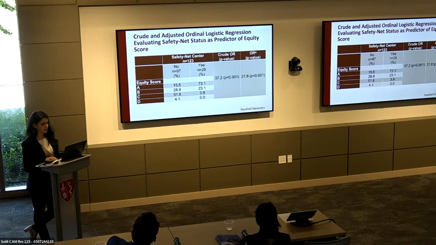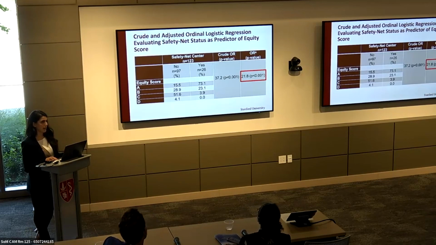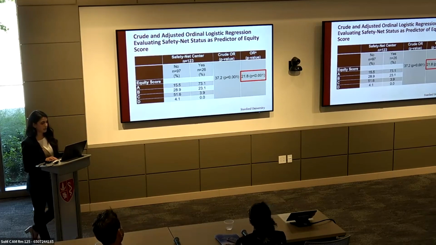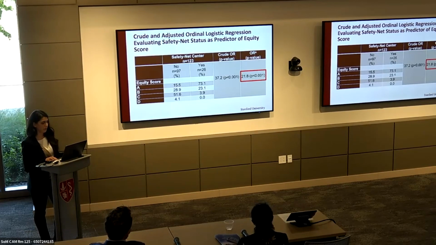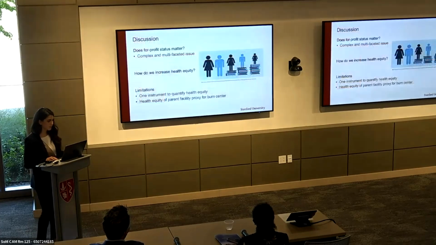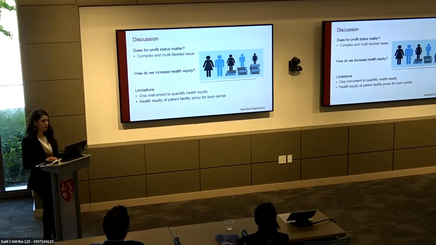When evaluating safety net status as a predictor of health equity scores, we see that in the crude association and when holding ABA, BRCA, and for-profit status fixed in the adjusted model, there's a statistically significant increase in the odds of a score of A when comparing safety net to non-safety net centers, a 21.8 times increase in the adjusted model. Our limitations include using a single instrument to quantify health equity and using the health equity of the parent facility as a proxy for the burn center it's housed in.